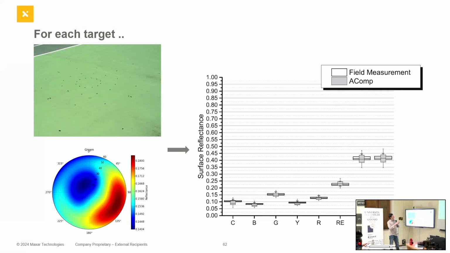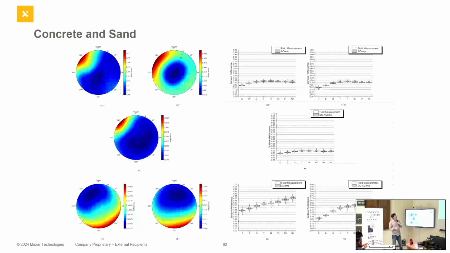And this is, for example, a tennis court. And I don't know if you can see those dots. That's where we position this spectrometer so that we can take angular measurements and we can create something like this. And once you have something like this, we can see if ACOMP is accurate or not. And we have reports with many, many measurements of this.